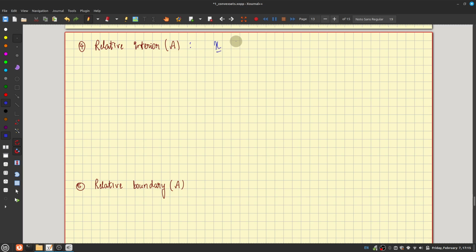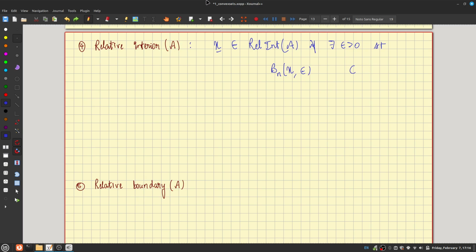So we'll say that X belongs to the relative interior of A if, basically, there exists an epsilon greater than 0 such that, if I take the n-dimensional ball centered at X of radius epsilon, and it lies completely within A, then in fact it's an interior point.